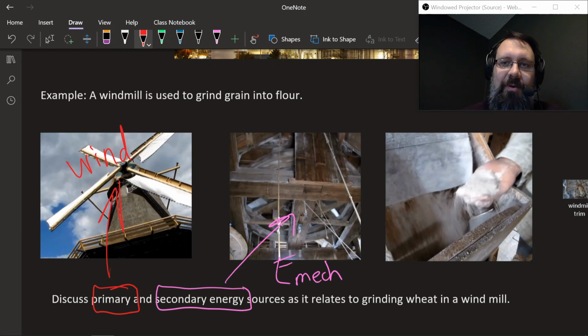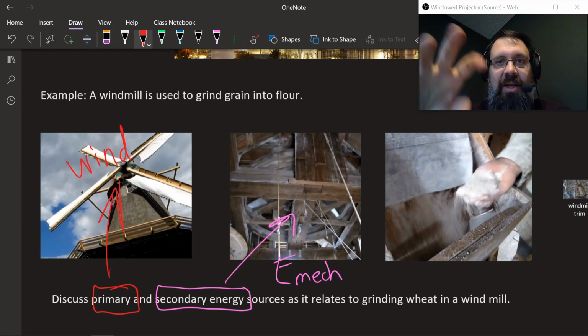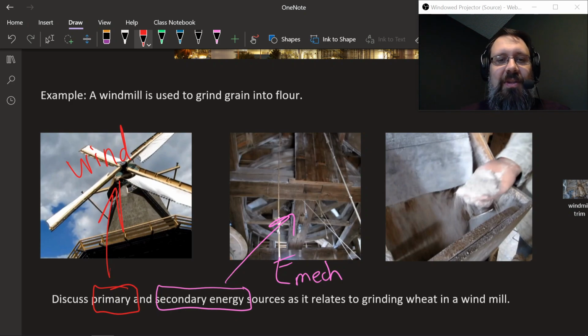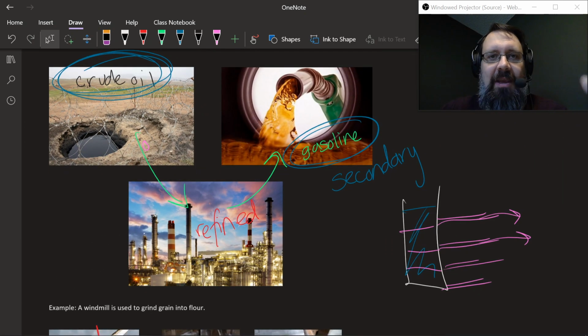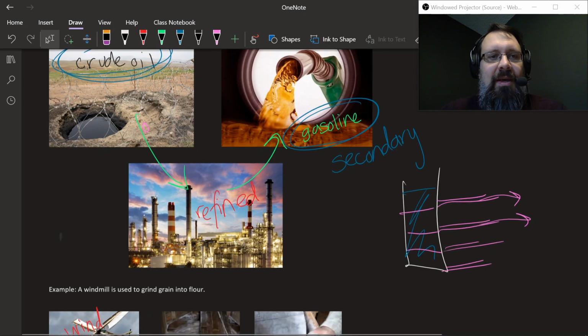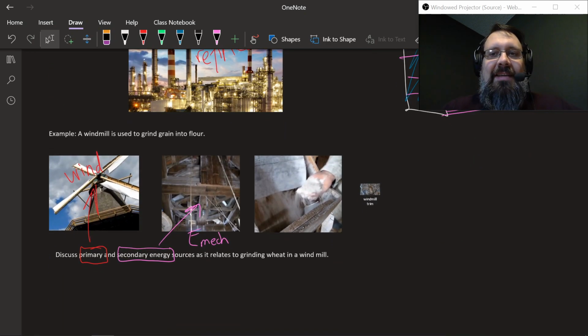That's exactly right. So the wind would be the primary energy in this case, and then the machinery, the mechanism of the wheel and the gears and everything turning, is the mechanical energy, and then we're using that energy to do work. So that would be the secondary energy source. I thought this one was a little weird because it's really different from the oil example, right? You have this actual machine utilizing the primary energy, the wind, directly grabbing it and turning it into mechanical energy.